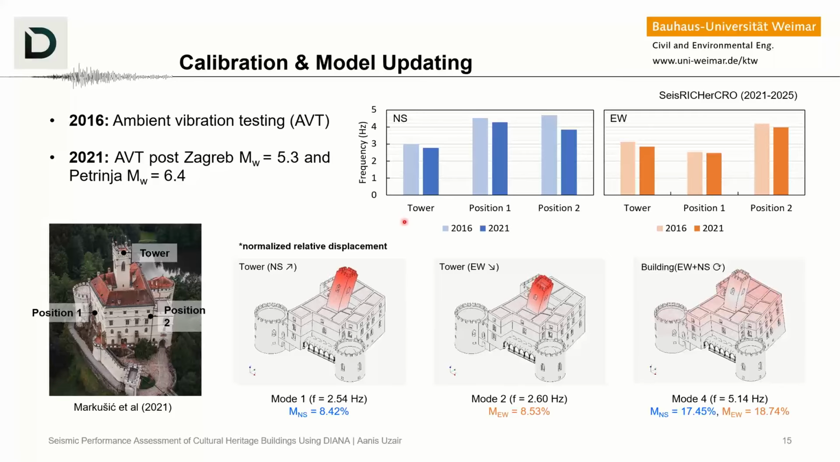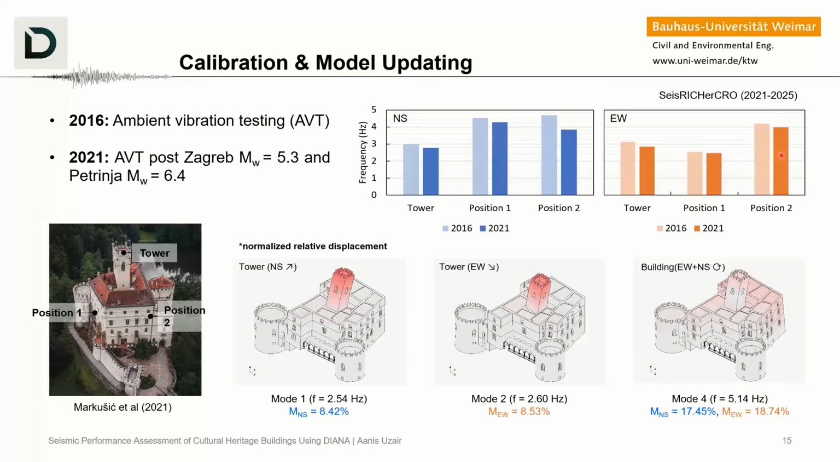Now, in this case, the frequencies were not observed in one time. Rather, the frequencies were observed in 2016, which you see here as the light color lines, and then after the Zagreb and Petrinja earthquake in 2021. You would see between the line and the dark columns, the frequencies have slightly decreased, which means the period has elongated. And this can only indicate that because of these earthquakes, there's been damage in the structural system.